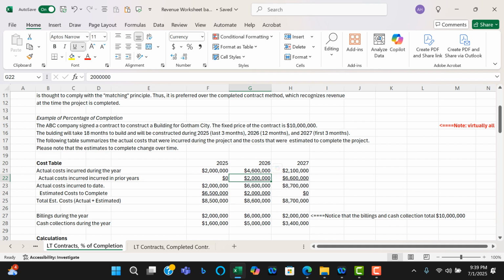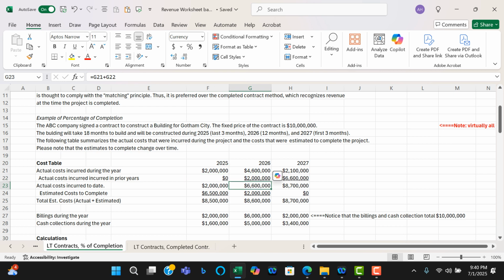And the easiest way to think of this is that this would equal the actual costs incurred to date from the previous year. Okay, so you can look at this, and this number moves up there. Okay, and then as of 2026, the actual costs incurred during the year were 4,600,000, and the cost incurred in previous years, from 2025, was 2 million.